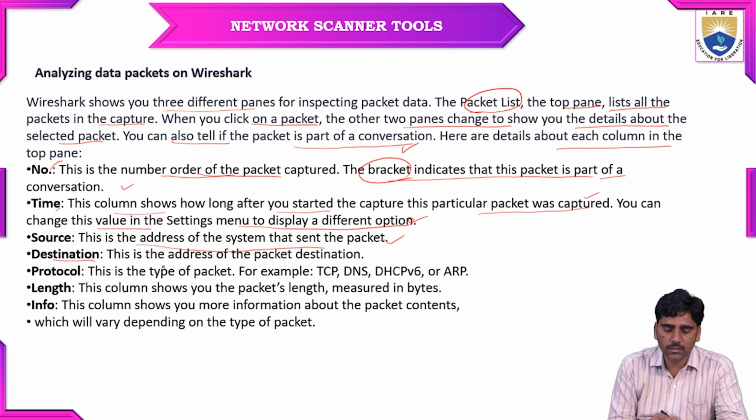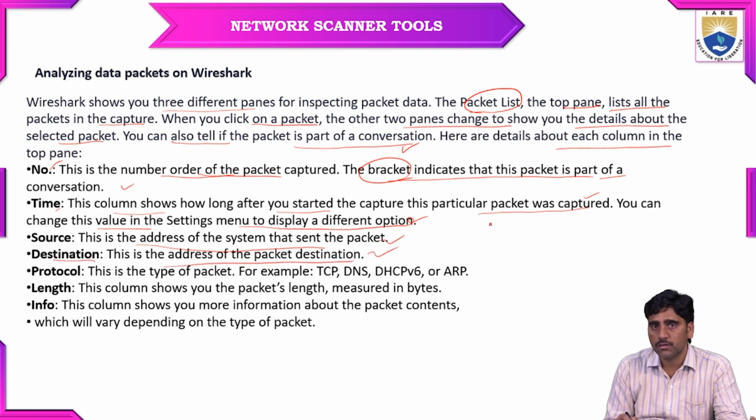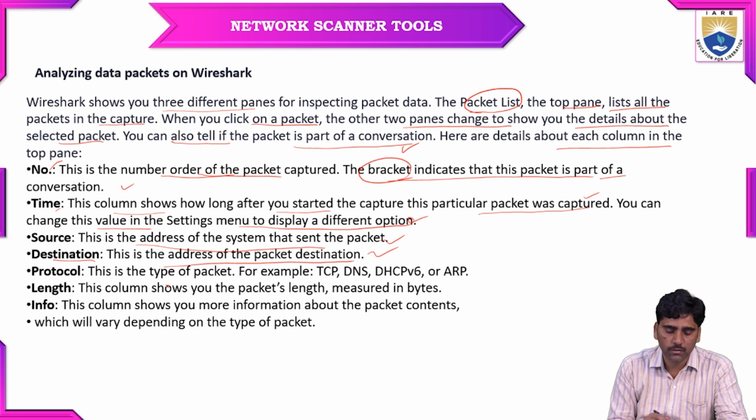And the destination, this is the address of the packet destination, so where the packet is going to be forwarded. And the protocol, this is the type of packet, for example TCP packet, DNS, DHCP, ARP packet. And the length, this column shows you the packet's length measured in bytes. And the info, this column shows you more information about the packet contents.